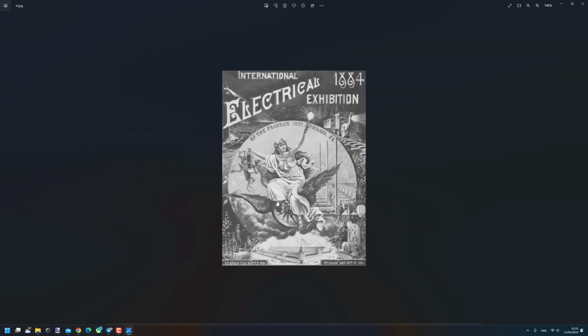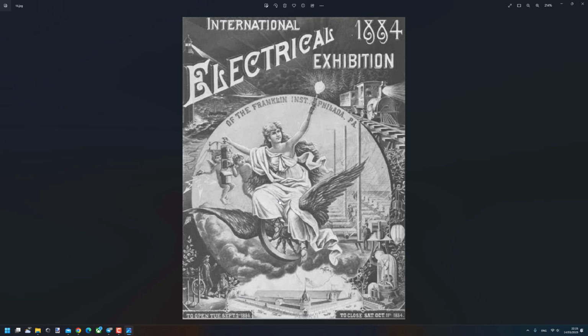Looking at this one here, back in the day we had the International Electric Exhibition 1884, and look at the technology which was being shown. You have different trains, different lights, different manufacturing technology, like a camera, light bulbs. This is very interesting, open Tuesday, September 1884.